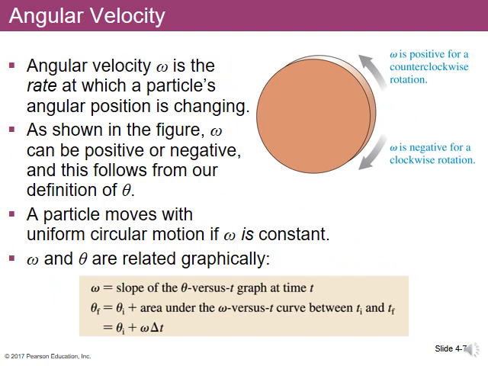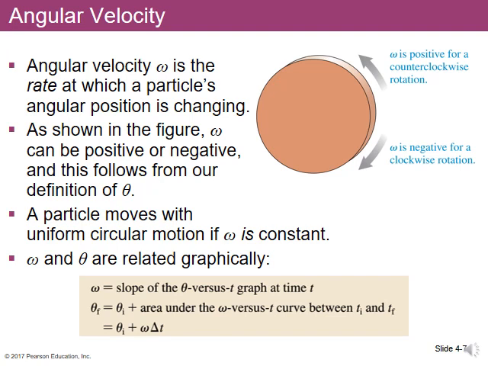Angular velocity measures the rate at which the angular position is changing. So it measures how quickly something is rotating. The bigger the angular velocity, the more quickly it's rotating. The smaller the angular velocity, the more slowly it's rotating. We always give it the symbol of the Greek letter omega. And it can be positive or negative.